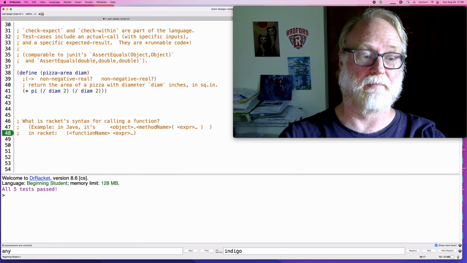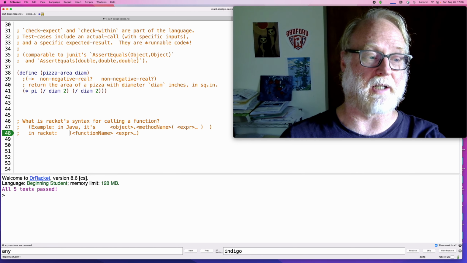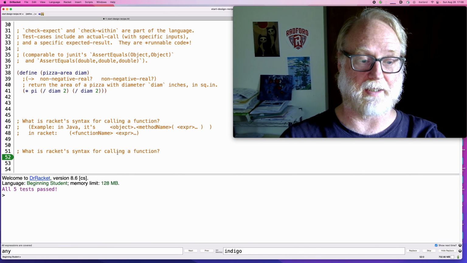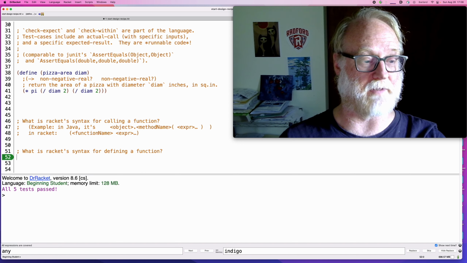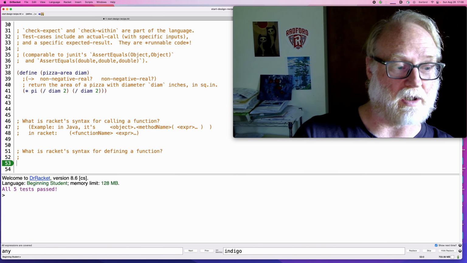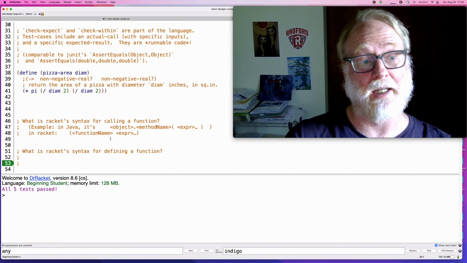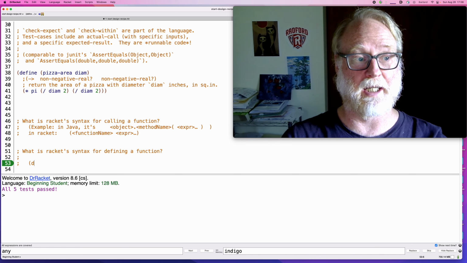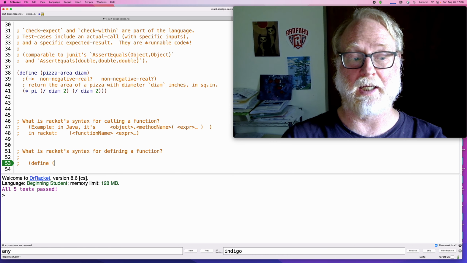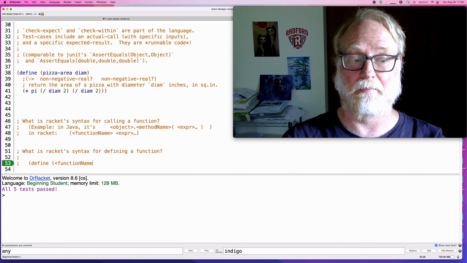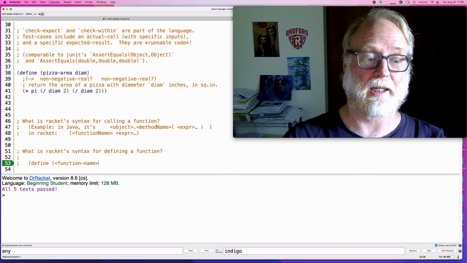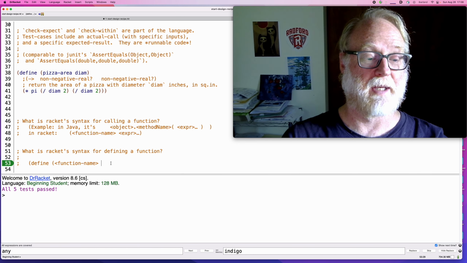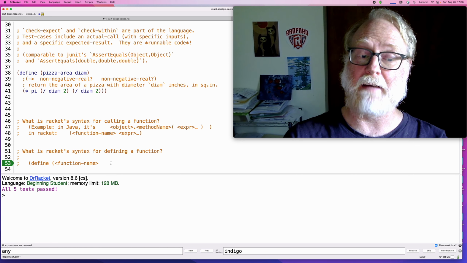In Racket. Okay, but here's what I wanted to ask: what's the syntax for defining a function? Racket syntax for defining a function. I'm not even going to try to give the Java for that because it's more involved, but in Racket, defining a function, we say open paren define, open paren function name. In Racket, I guess we say function hyphen name. We don't use camel case idiomatically. Okay. Define function name, and then you don't have several expressions.